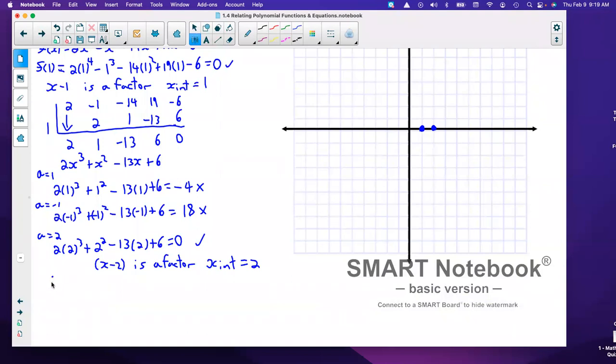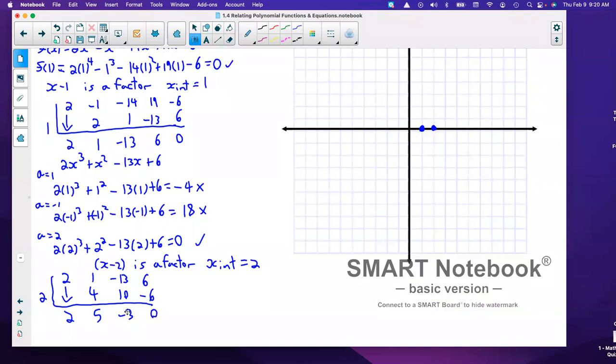And then I'll do synthetic division again. And then we'll factor the quadratic that we'll have remaining. So we have an a value of 2. Using our coefficients from here, we have 2, 1, negative 13, and 6. So we bring down the 2, multiply by 2 is 4. Add these, we get 5. Multiply by 2, we get 10. Add them, we get negative 3, times 2 is negative 6.